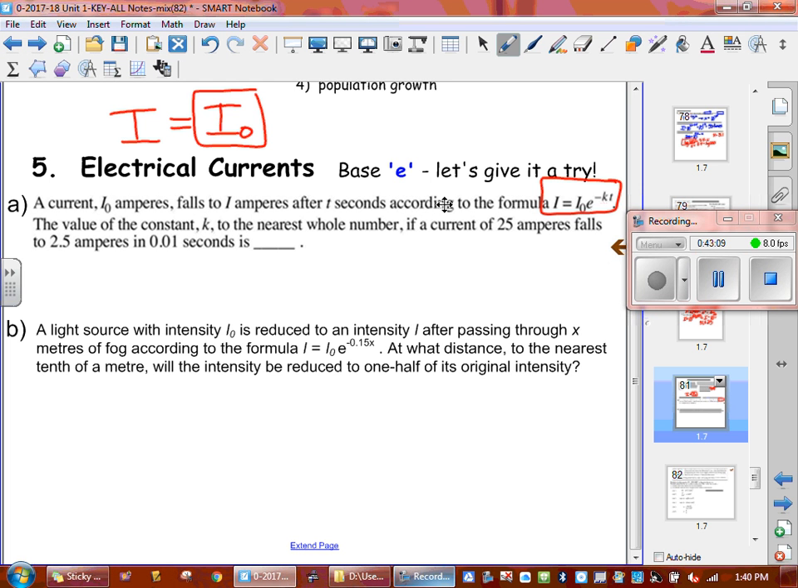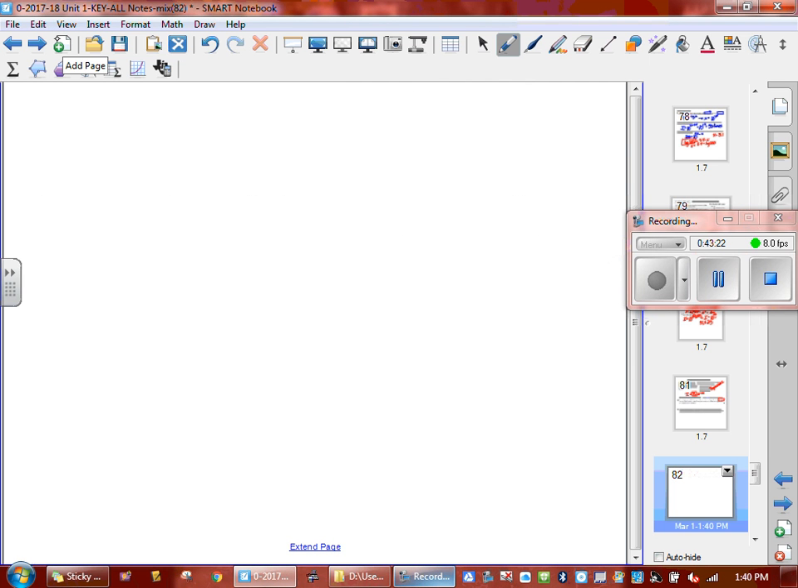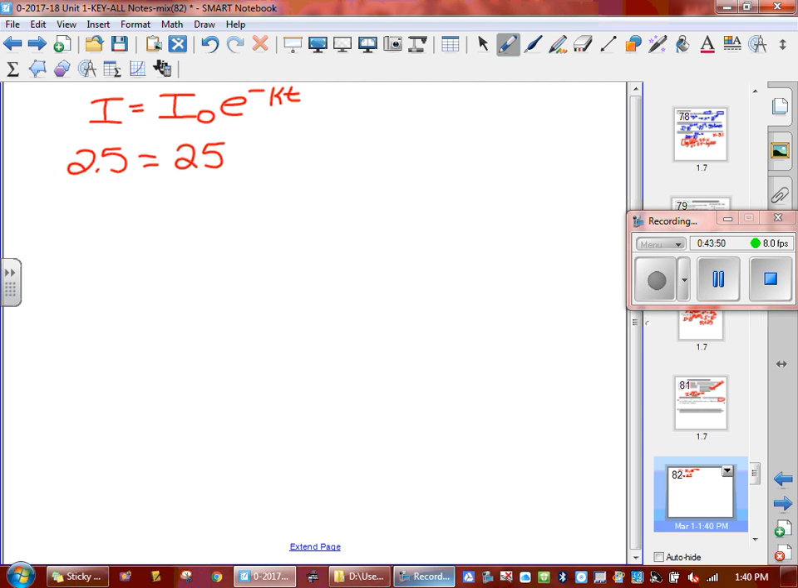So it tells us the value of k is what we're finding. If the current is 25 amps, falls to 2.5 in 0.01 seconds. What happened? So the intensity of what you end with versus what you start with. So we end with 2.5, we're starting with 25. e exponent negative k times 0.01 seconds, because that's time in seconds. So far that's what we have.